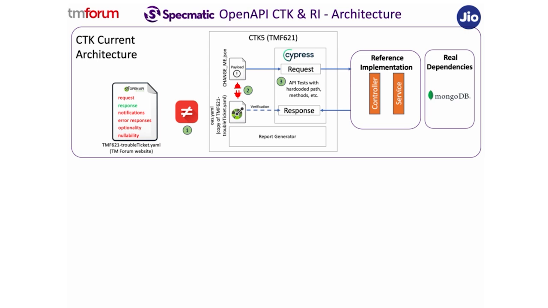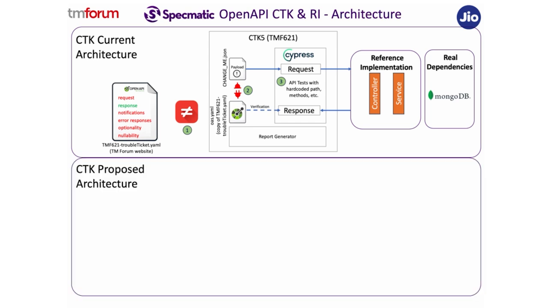Nor are the error code, response code, the optionality and so forth getting validated. So let's look at how we are proposing to improve this architecture. Instead of having the OpenAPI specification on a website, we propose that we put it in a Git repo and then pull it from the Git repo, because it's easier for programs to consume it that way.